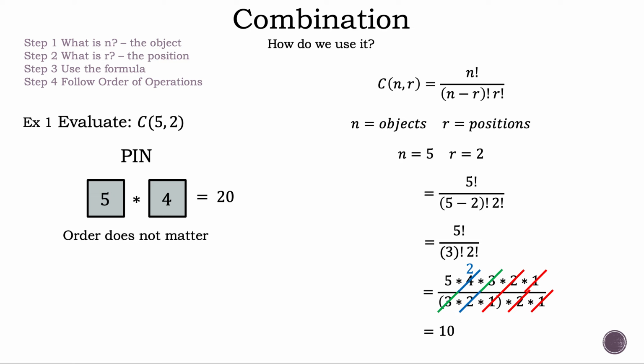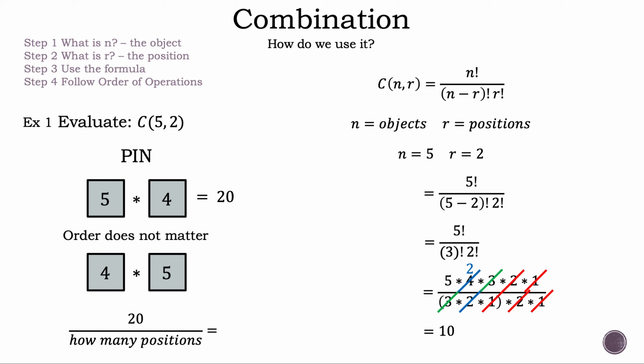So how many other options do you think we have? That is correct, 1. The other option is 4 times 5. So we have 2 in total. Now we have to divide the total by the number of options. So 20 divided by 2 factorial, which is 20 divided by 2, which is 10. Cool, we got the same answer. You can choose which one is best.